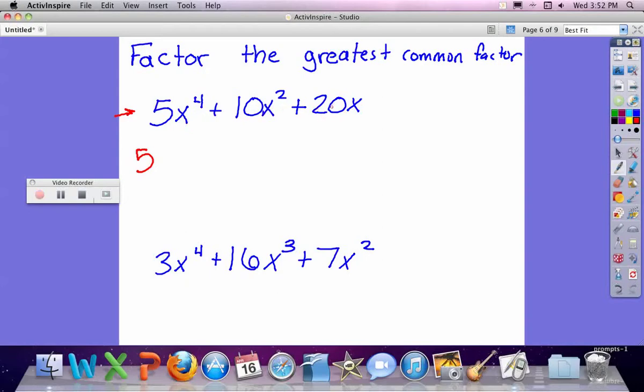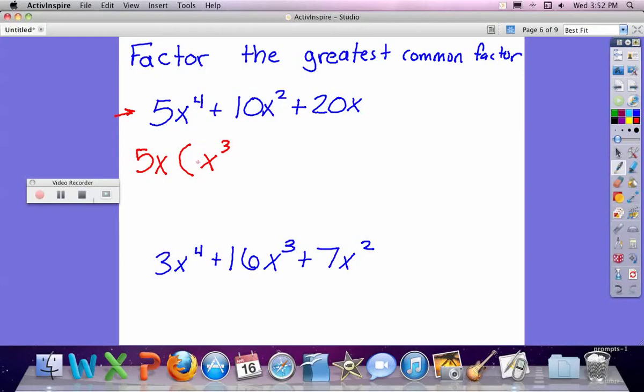So this is my greatest common factor. I'm going to factor this out. So then I put a parenthesis. 5 divided by 5 would just be 1. If I have an x to the fourth and I factor out an x, I have x to the third left. Even though 5 divided by 5 was 1, I'm not going to write that in because 1x to the third is the same thing as x to the third.